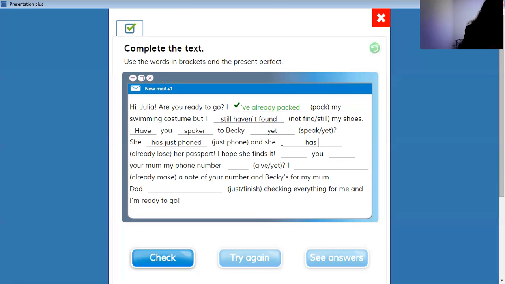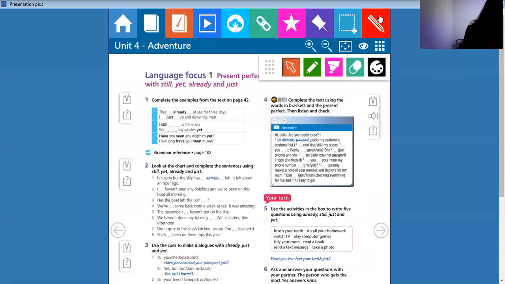One more. Already. Already lost. This is the verb. Okay, lost. What is the verb? Here you have lost, perder, in past, lost. Past participle, lost. Okay, you have to finish this exercise, please. Now we have to close.